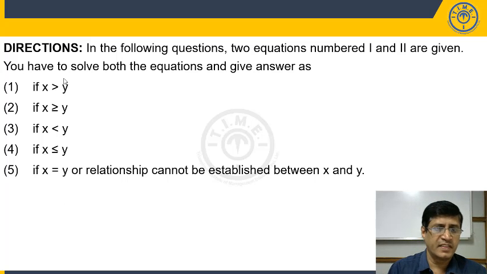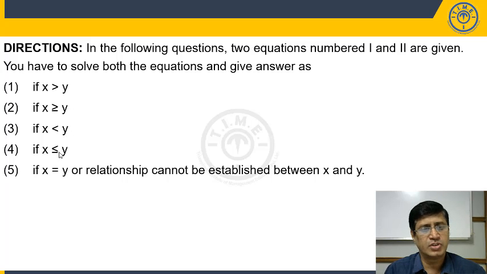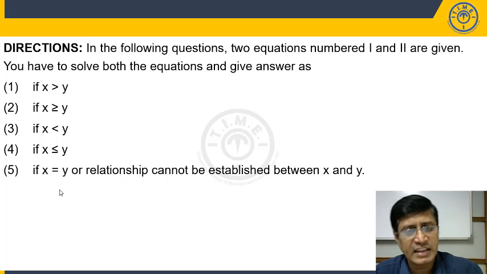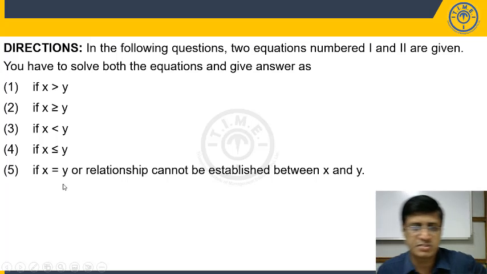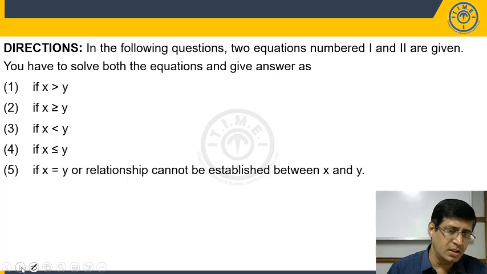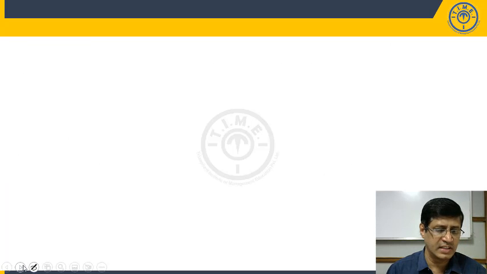Choice 1 is x greater than y, choice 2 is greater or equal to, choice 3 is x less than y, choice 4 is less than or equal to y, meaning x and y are equal, and choice 5 is when no relation can be established. Relationship cannot be established means choice 5. So these are the 5 choices. Based on these choices, we now need to answer the questions.